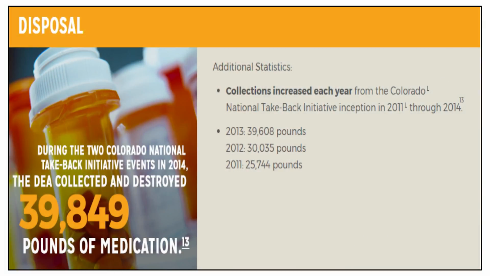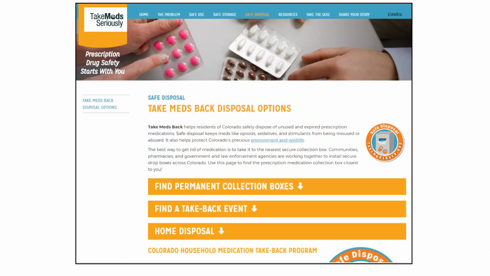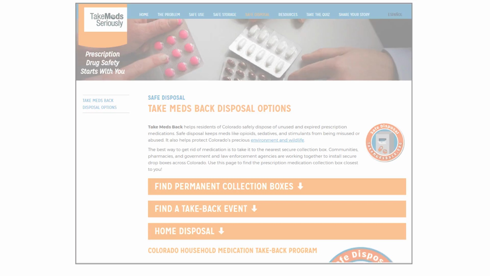For safe disposal, if there are any tablets left over, they should be safely disposed of and not kept. We recommend people do not flush the medications down the toilet anymore because of the environmental concern. They can look for the nearest Colorado safe disposal location on the takemedsback.org website or call their local pharmacy. There are many locations around the state of Colorado where patients can take back their extra opioids.